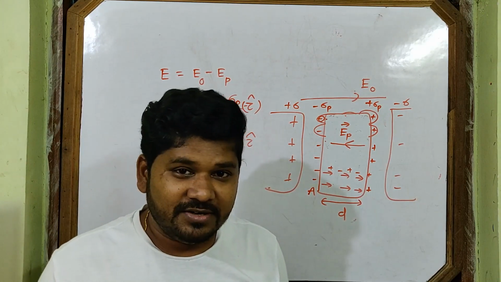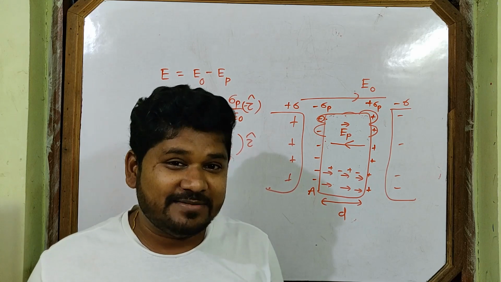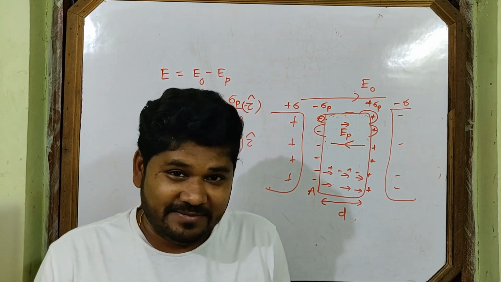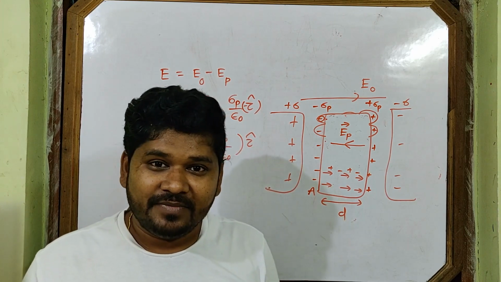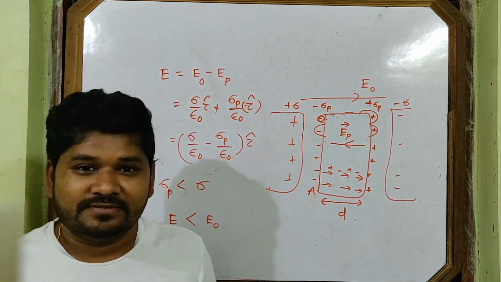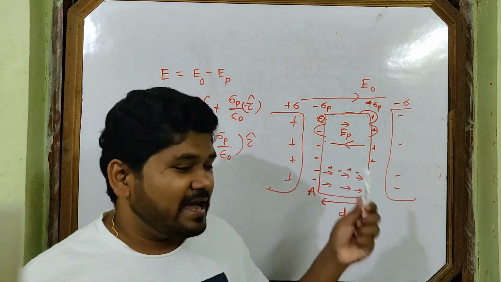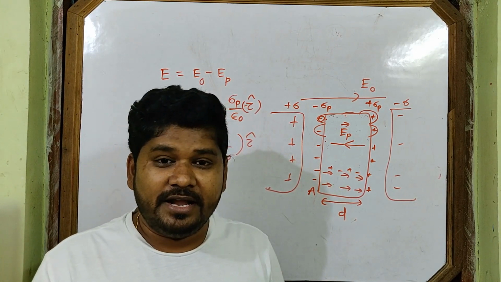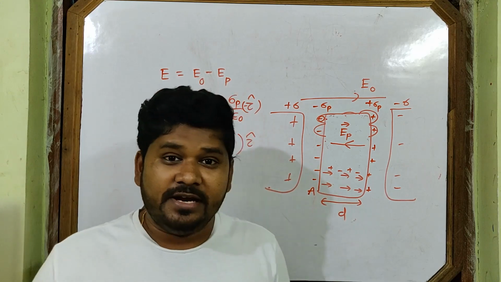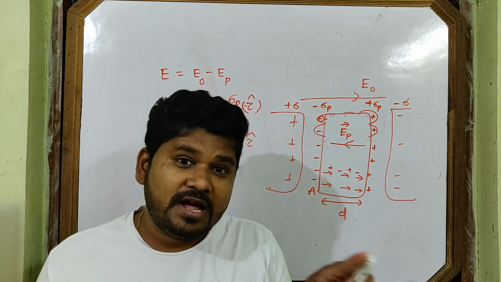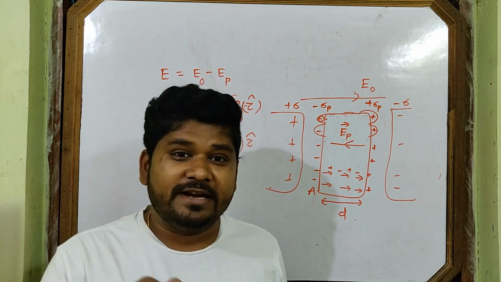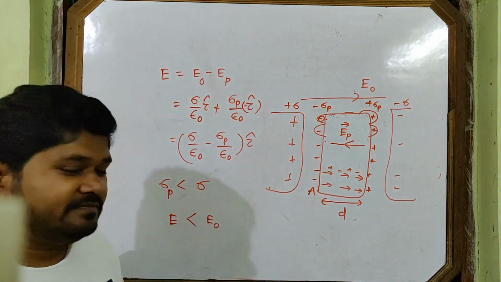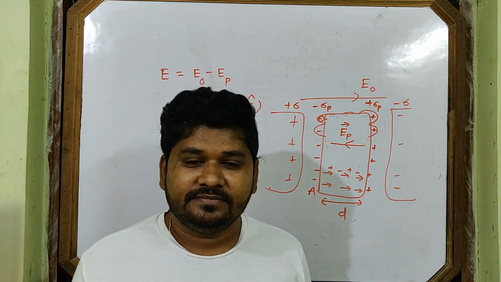Now you understand why the electric field inside a dielectric decreases. Also you are able to understand why the force decreases. If the electric field decreases, the force decreases. Because whenever you keep a dielectric, it induces another electric field opposite to our external electric field and cancels part of our electric field. So the electric field inside the dielectric decreases. This is the reason why it decreases.